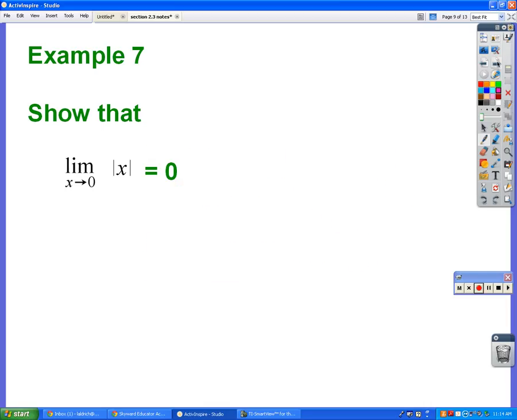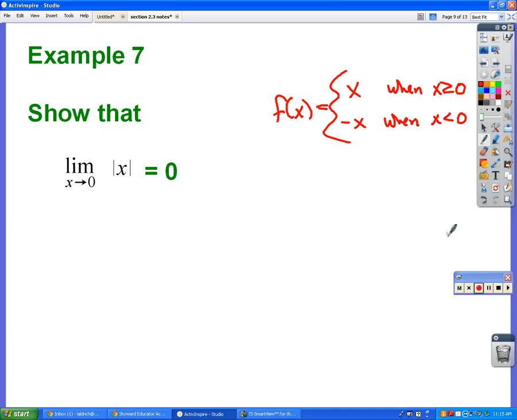All right, absolute value is an absolute beast. What you need to do with absolute value in order to do limits is break it down into a piecewise function. So you want to say that the absolute value of x is the same as saying that f of x equals x when x is greater than 0, and negative x when x is less than 0. When there needs to be an equal to on one of these, it doesn't matter which one you choose.